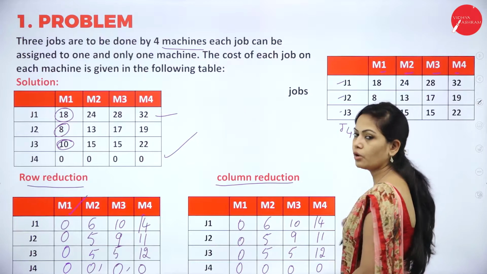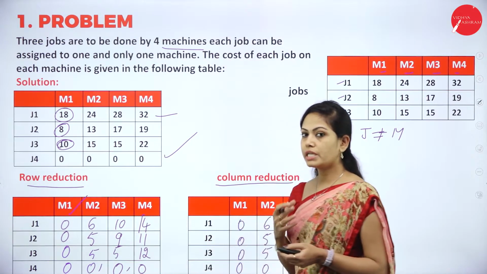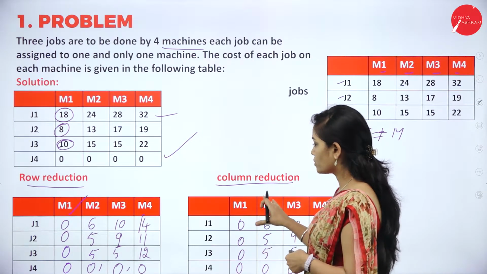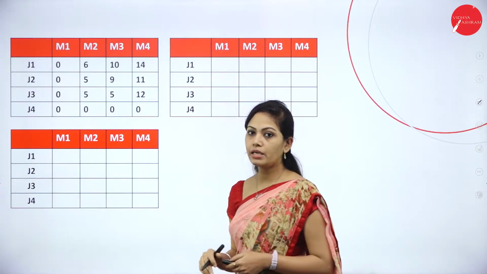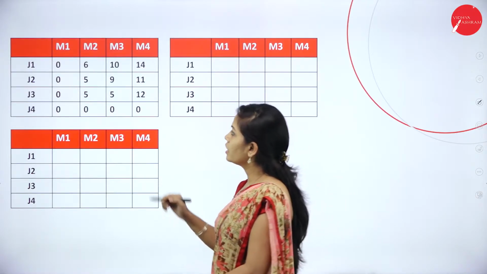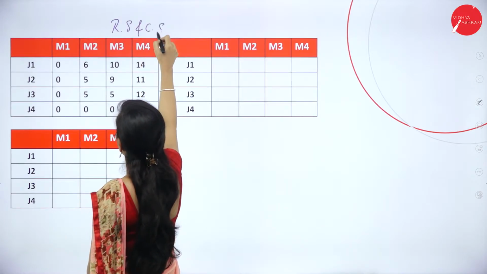So now row reduction and column reduction have finished. So what is the next step for finding the optimal solution? So next, by using this column reduction, you have to do row scanning and column scanning. So now this is your column reduction matrix. By using this, I can find the row scanning and column scanning.